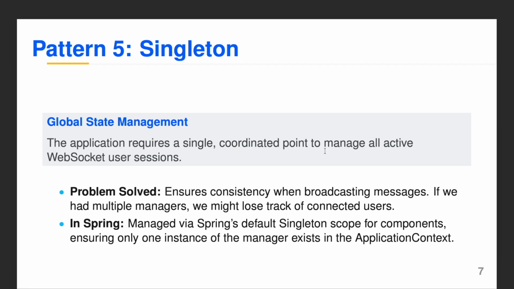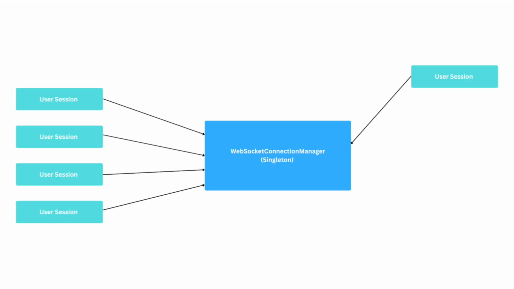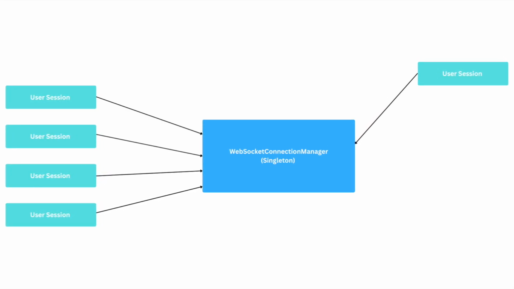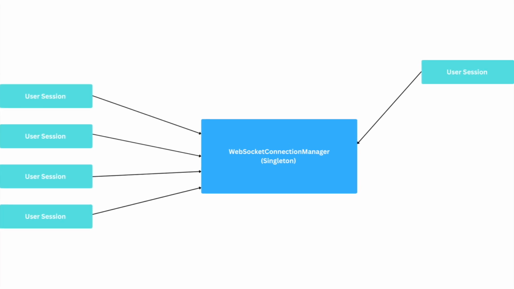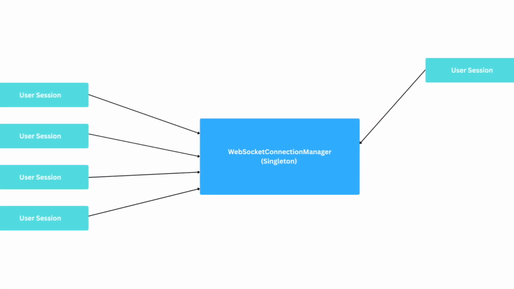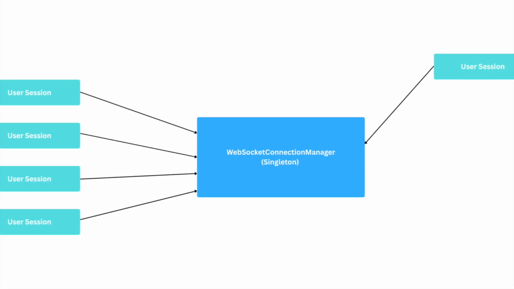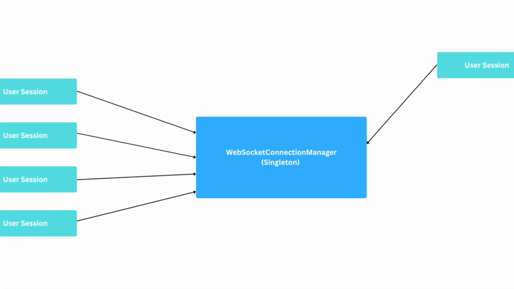For managing active connections, we use the singleton pattern, especially for our WebSocket connection manager. We need a single global source of truth to know which users are online and which session belongs to whom. Singleton ensures we don't have conflicting states across the application.